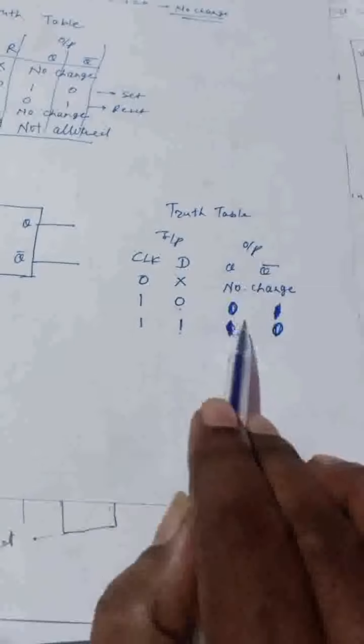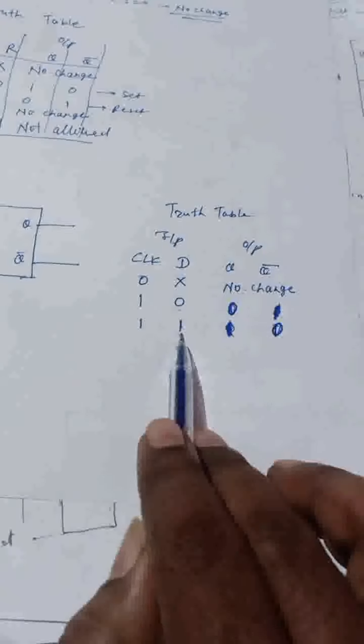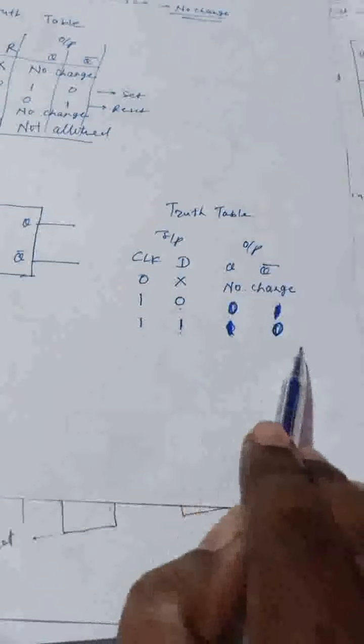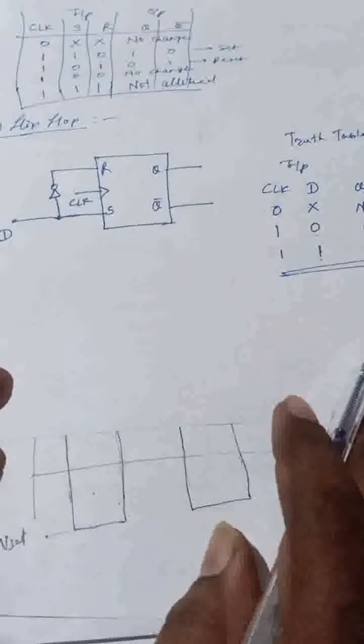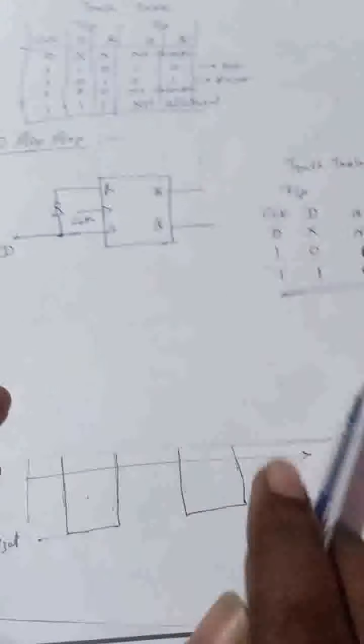So if D is 0, then Q is 0, Q bar is 1. If D is 1, Q is 1 and Q bar is 0. So this is the truth table of a D or delay flip-flop. Okay. So this is the D flip-flop.